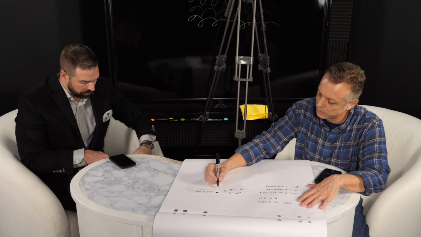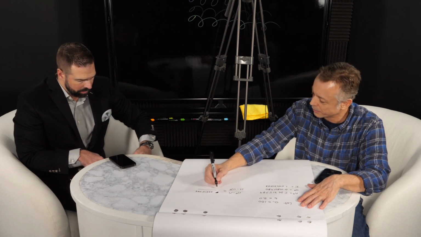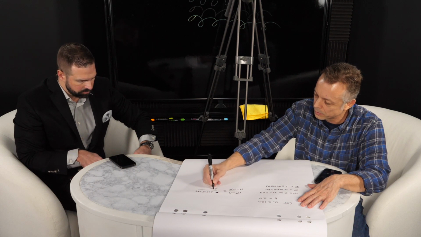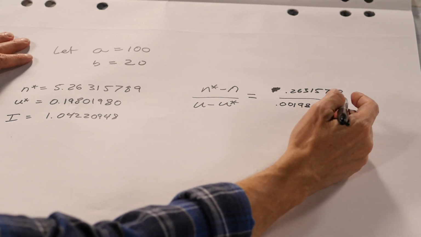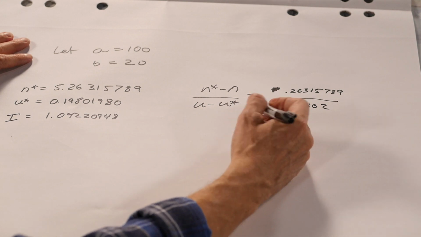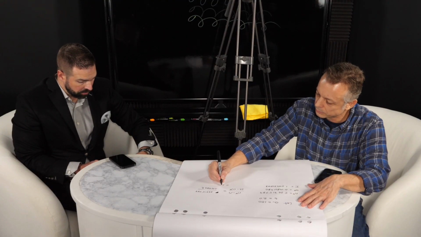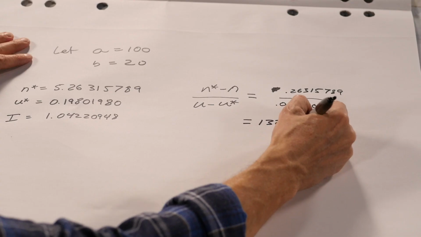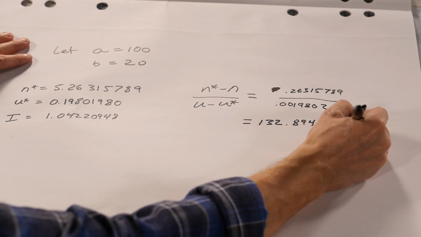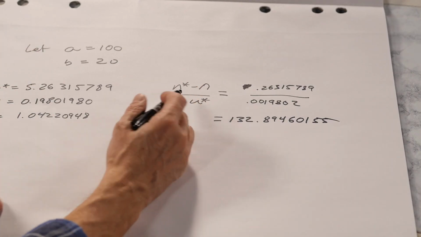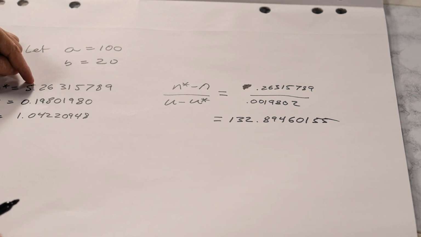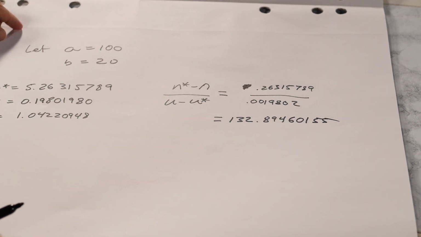Okay, and what's the u minus u star? U minus u star equals... you want the final number? The final number is 0.0019802. Okay. So, when I divide those numbers, what do I get? That's where you get 132.89460155. So right out of the gate, this suspiciously is looking way too close to the fine structure constant. And the reason why I'm going to say this is because I already know that n star equals 5.26, and I plug that in there. That almost gives me the 137.